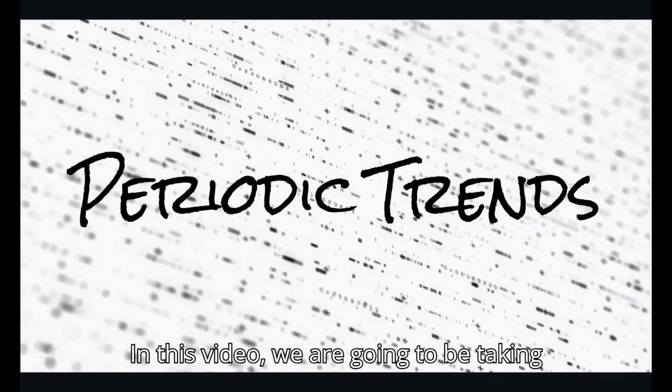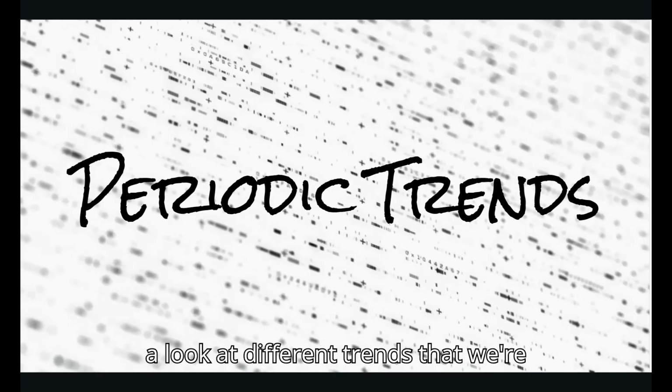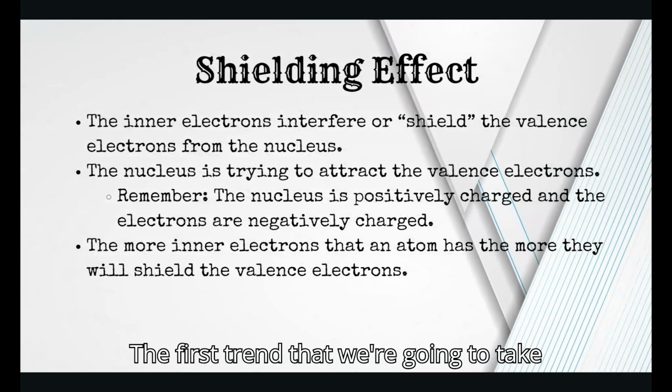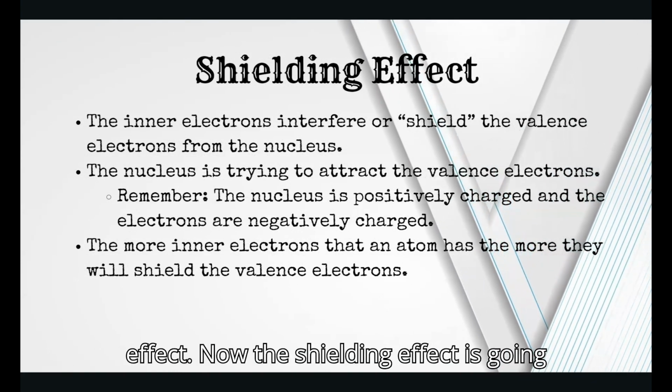In this video, we are going to be taking a look at different trends that we're able to find on the periodic table. The first trend that we're going to take a look at is going to be the shielding effect.